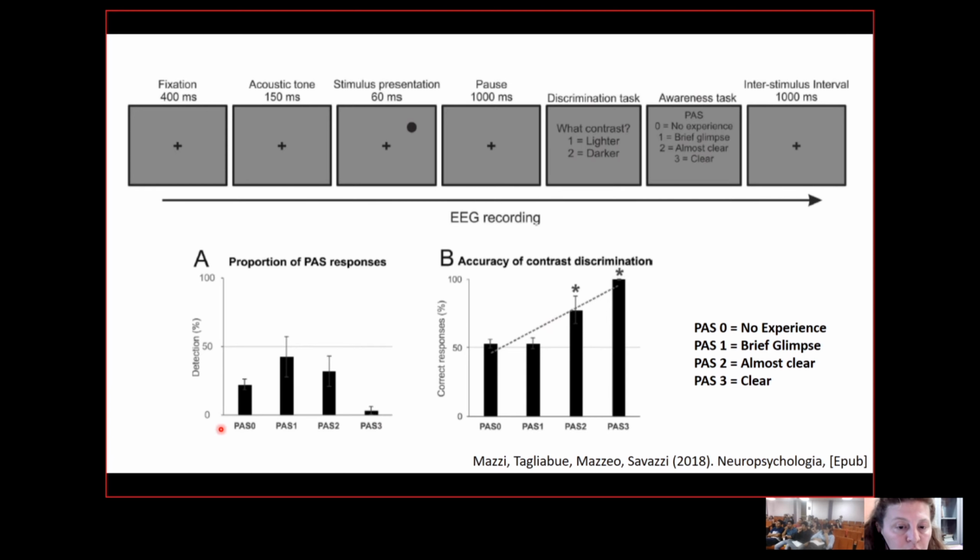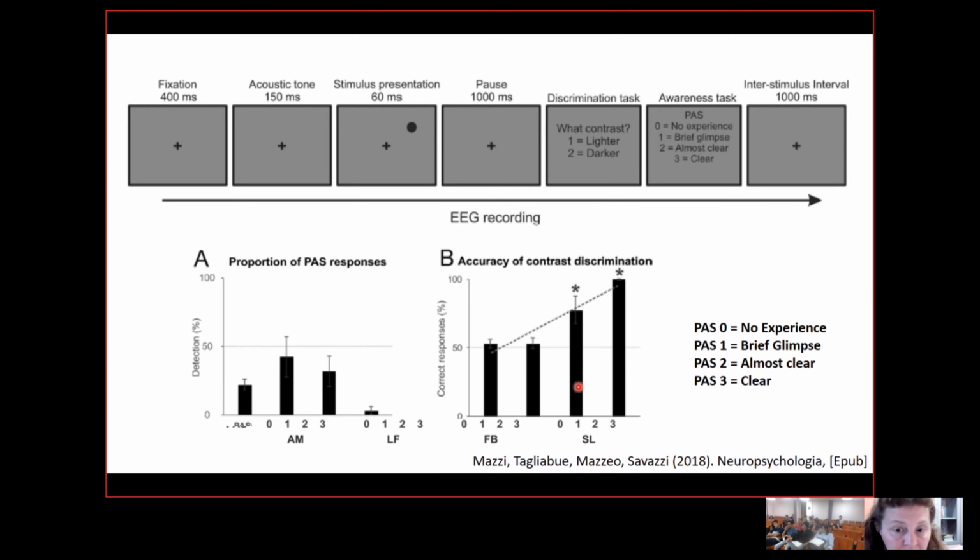Here you see the proportion of the responses along this scale, and what you see is that most of the responses are almost clear and brief glimpse, together with "I didn't see anything." As much as for the controls, what you see is that increasing the quality, you are also more accurate.